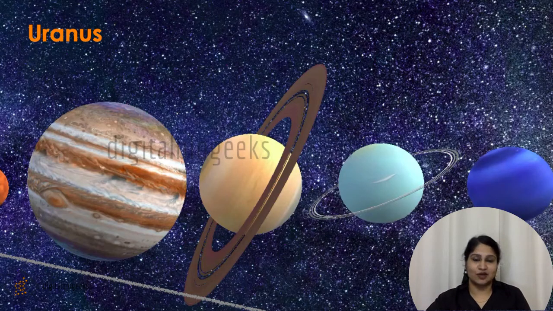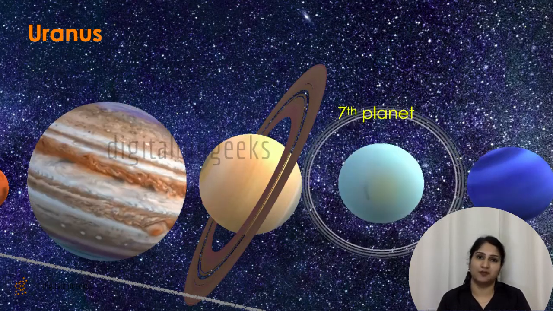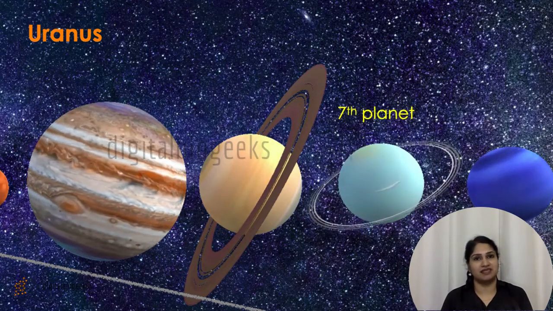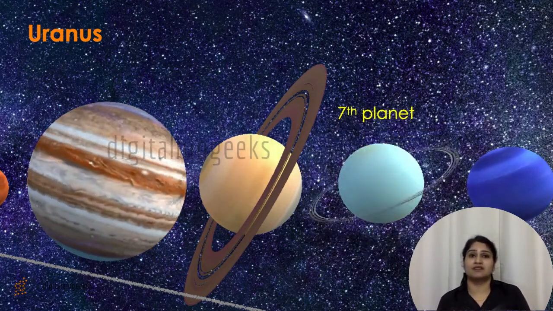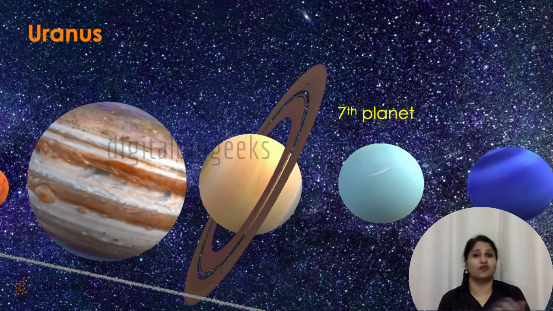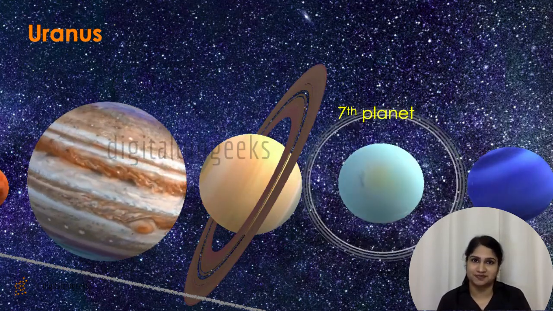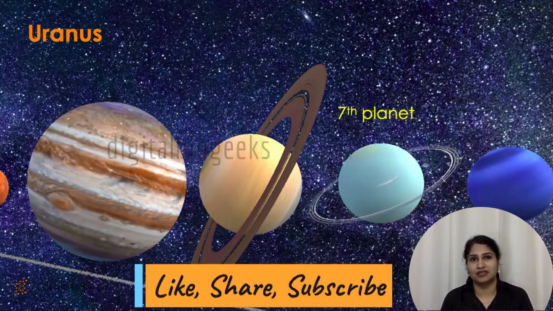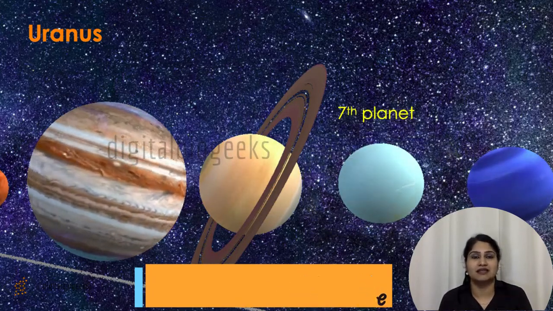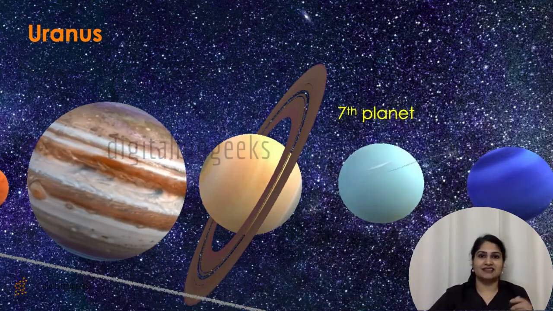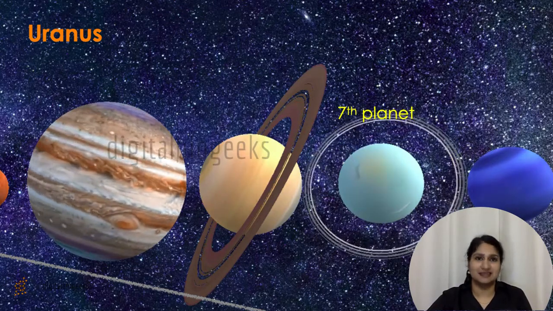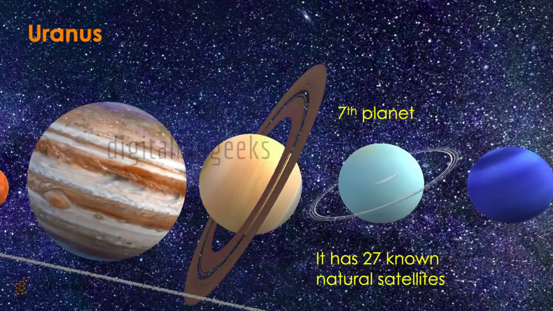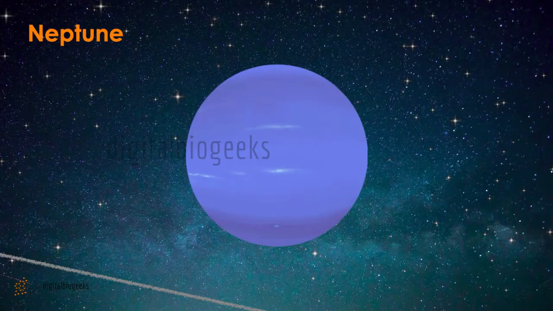Now Uranus. Uranus is the seventh planet from the Sun. Its atmosphere contains hydrogen, helium and methane. Its diameter is 4 times that of Earth and its mass is around 14.5 times that of Earth. It has a temperature of minus 224 degrees centigrade, which makes it the coldest planet in the solar system. Its internal part is covered with ices and rocks. It has 27 non-satellites.